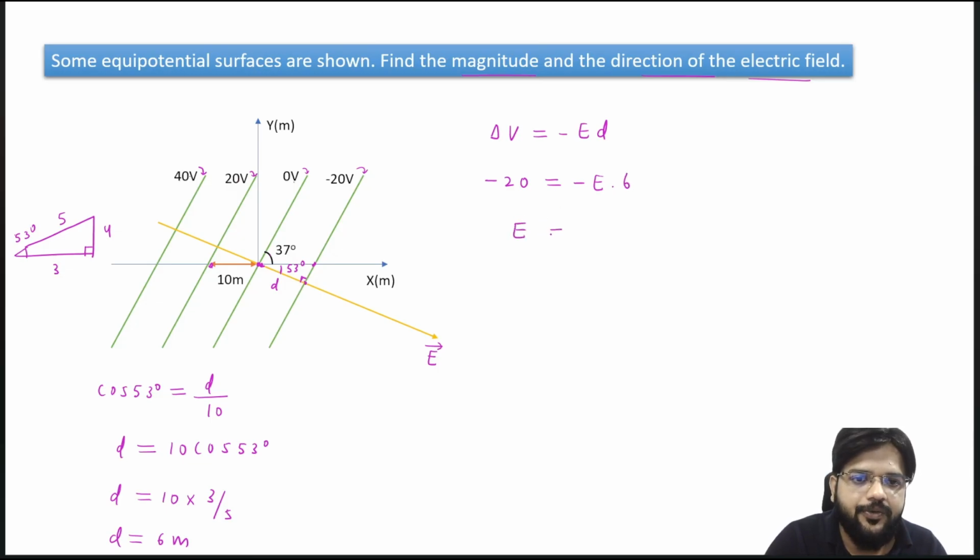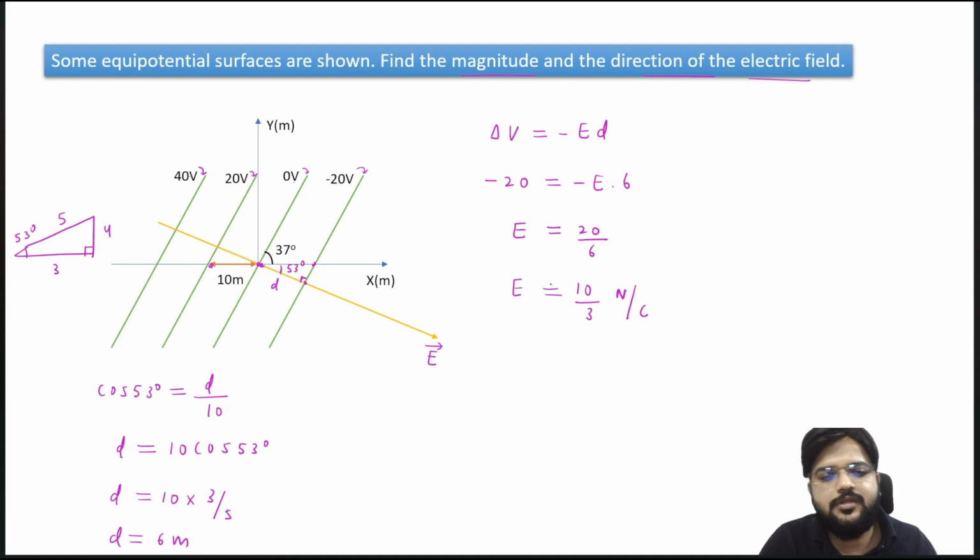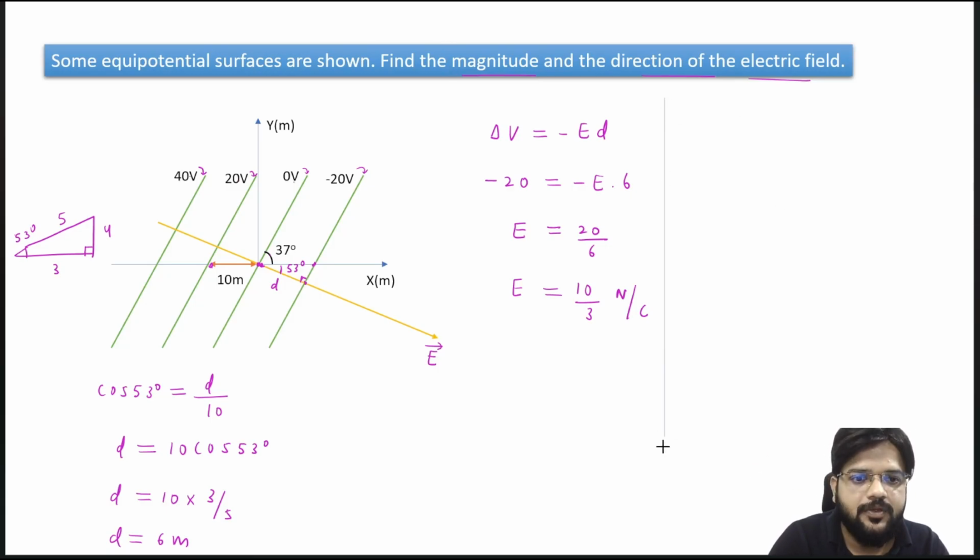So we will get E equal to 20 divided by 6. Hence we are getting E equal to 10 by 3 Newton per coulomb. This is the value of E. So the magnitude of the electric field we got is 10 by 3, correct? Okay. Now we want the electric field in vector form. Direction we already know, but now I want to write it in vector form. So let's see it.